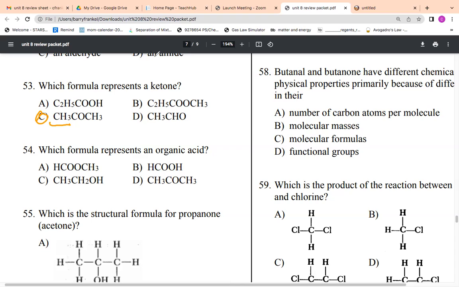Next one, which one represents an organic acid? So again, easiest way to kind of pick out an organic acid is if you see the COOH at the end, it's an organic acid, okay? This one I will draw out though so that we can see it. This is what it would look like. This is methanoic acid, only 1 carbon. Alrighty.